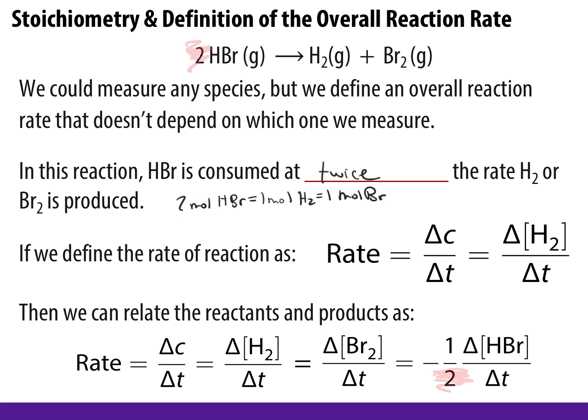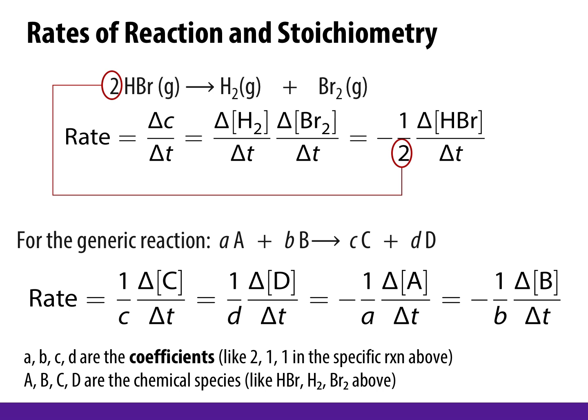And we need the negative because it's a reactant, because when we're producing these two, we're going to be consuming HBr. So the negative is just because it's a reactant. So anytime we have a reactant, we need that negative sign. So our formal definition is shown here for that generic reaction that we're going to sometimes think about in this part of the class: a moles of A plus b moles of B goes to c moles of C plus d moles of D.